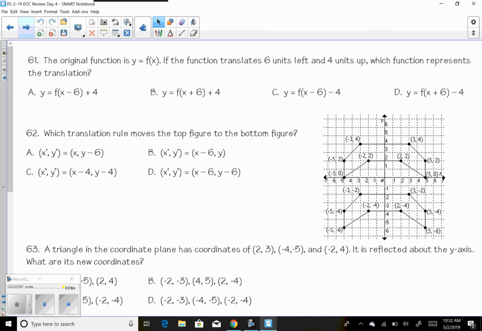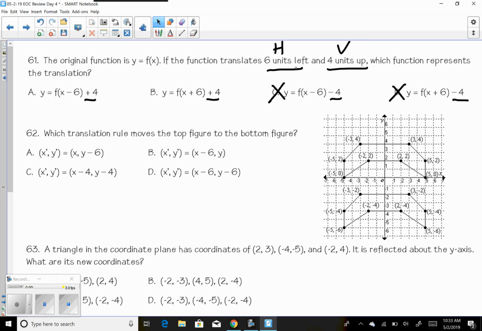The original function is y equals f of x. If the function translates 6 units to the left and 4 units up, which function represents the translation? All right, so 6 units to the left, that's a horizontal shift, and up 4 units, that is a vertical shift. So you've got to remember that HRVD. The easy thing, I think, is the vertical shift. Remember, vertical shifts, you obey the signs, and they are found in the back of equations. So just looking at the up 4 units, you could eliminate 2 answer choices because they are shifting down 4. Hopefully you guys are saying get rid of C and D.